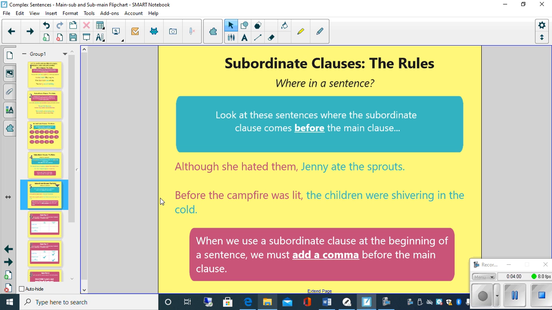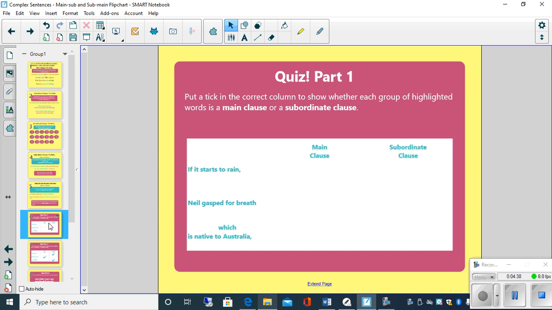The next example: before the campfire was lit, the children were shivering in the cold. Before the campfire was lit is the subordinating clause. It doesn't make sense on its own. It's got the subordinating conjunction. The parts in blue, you can see, both make sense on their own. That's the main clause. Now, what you may have noticed is the use of the comma after the subordinating clause. So we must add a comma before the main clause if we have started with the subordinating clause. So look at the next slide then.